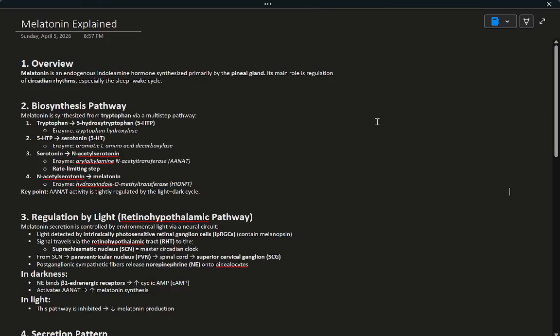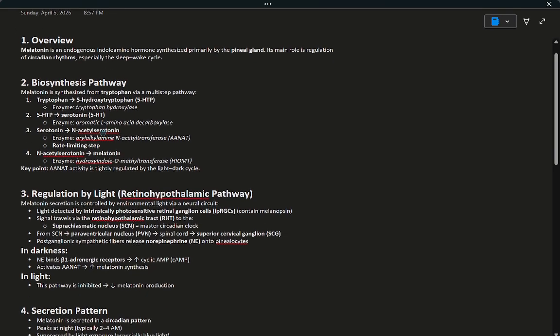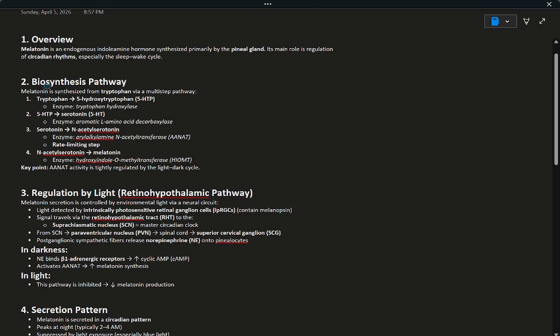In this video, I'm going to be explaining how melatonin works. So, in general, melatonin is an endogenous indoleamine hormone that is synthesized primarily by the pineal gland in the brain, and its main role is to regulate the circadian rhythms, especially the sleep-wake cycle. Let's talk about its biosynthetic pathway.